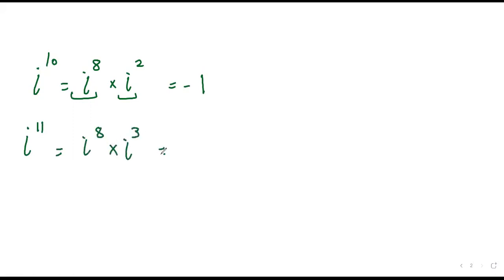i to the power of 11 equals i to the power of 8 times i to the power of 3. i to the power of 8 is 1. There is no need to write 1, it has no effect. So i to the power of 3 is -i. And i to the power of 12 is i to the power of 8 times i to the power of 4, and both of them equal 1. So the product of 1 and 1 equals 1.